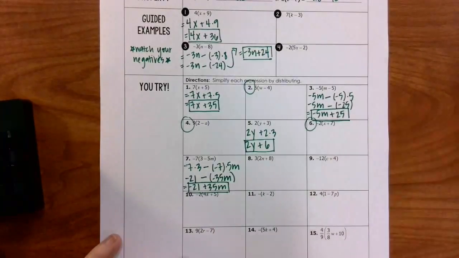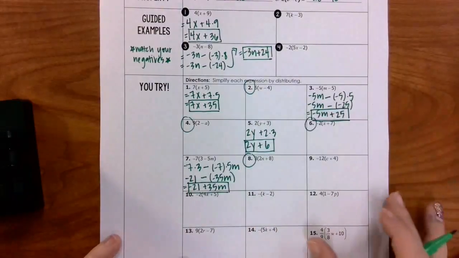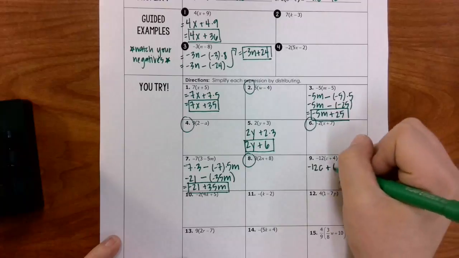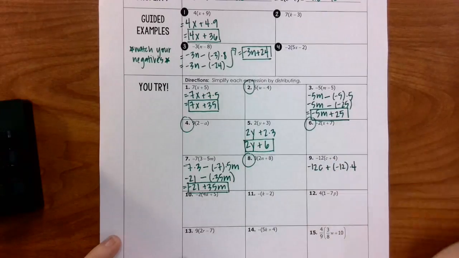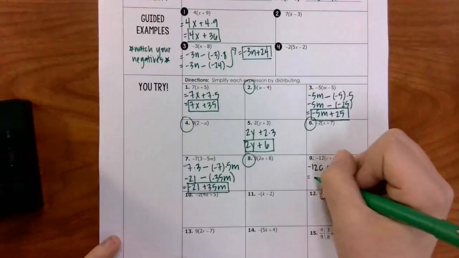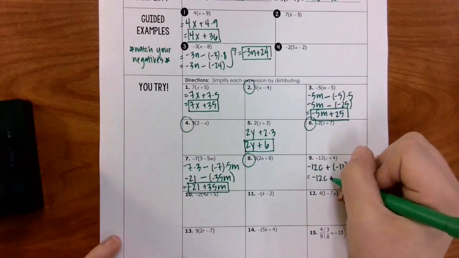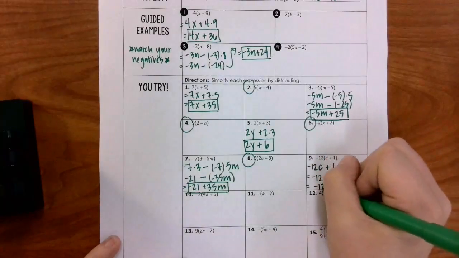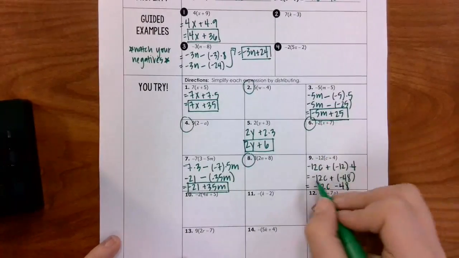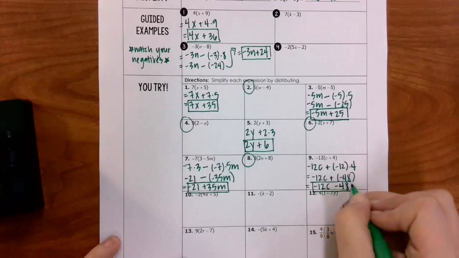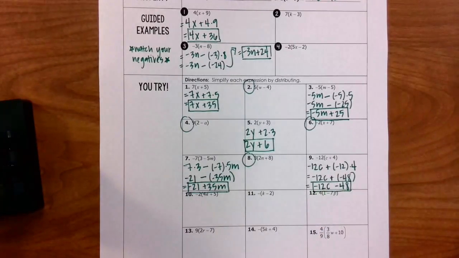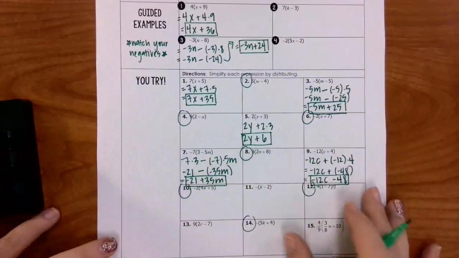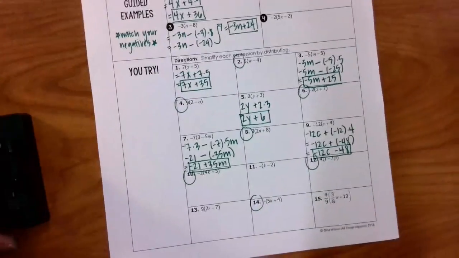Number 9, negative 12 times c plus negative 12 times 4. And then I'm going to simplify. So negative 12c plus negative 12 times 4 is negative 48. Simplified, this is negative 12c minus 48. I want you to get in the habit of simplifying it this way. Circle number 10, circle number 12, circle number 14. If you're looking at your unit schedule, you know what stuff you need to be filling out. Okay?